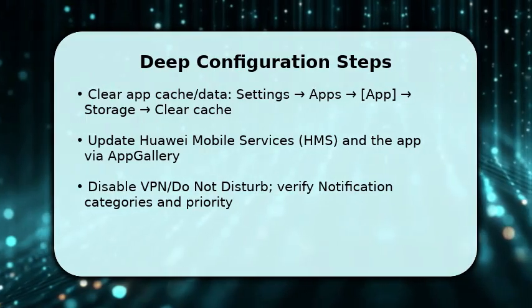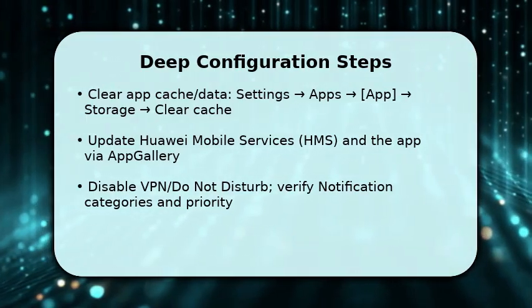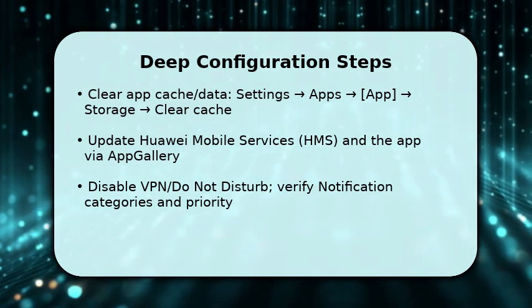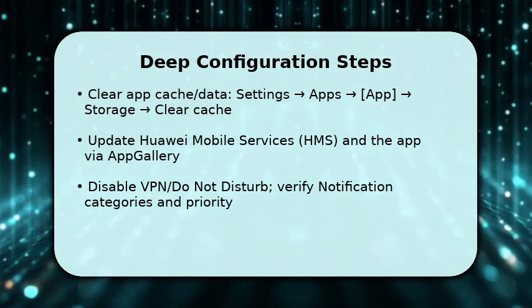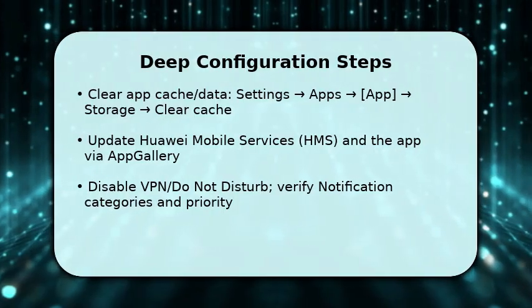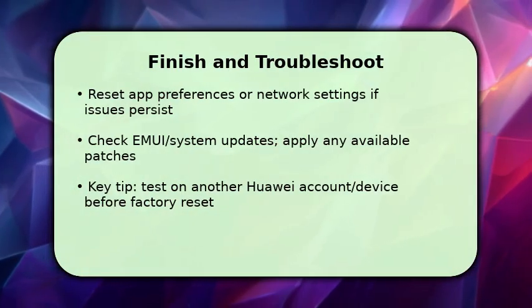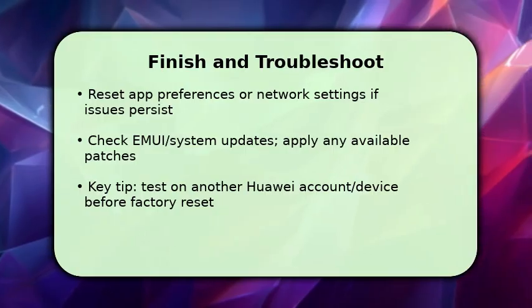Also adjust notification categories and set high priority where available. This forces the system to present banners and sounds instead of batching or hiding them. To finish, reset app preferences or network settings to undo hidden misconfigurations, then test notifications.